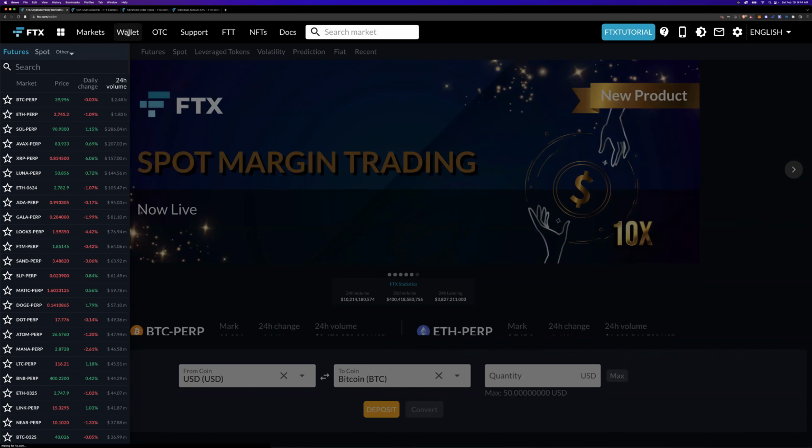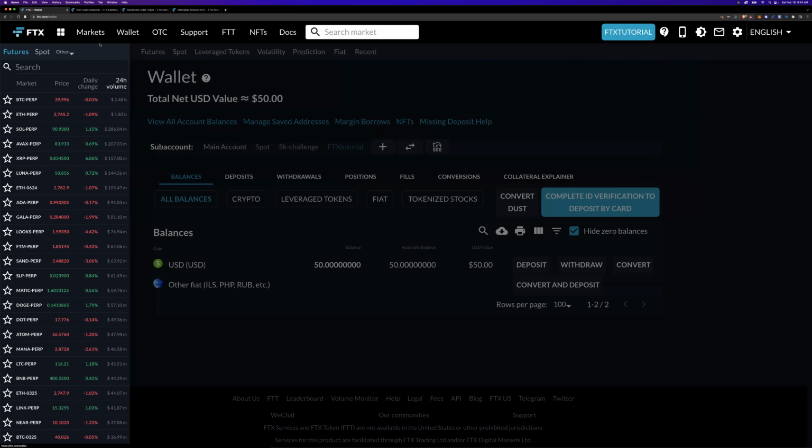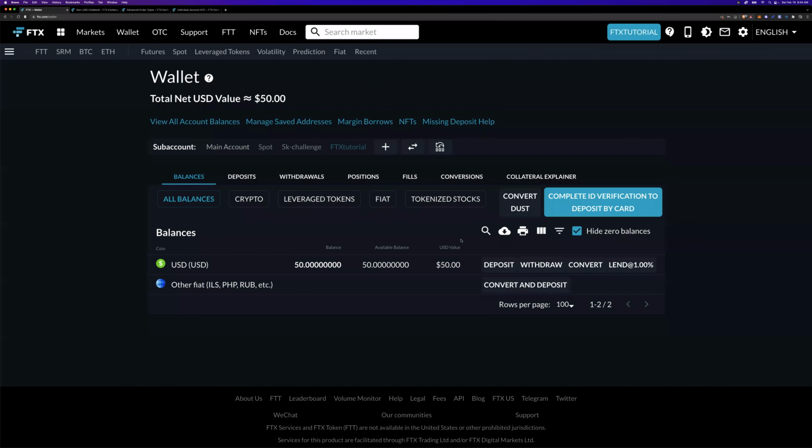So let's get started. First things first, I funded the account with $50 here just to experiment with. And FTX has different opportunities to create different sub-accounts. So the strategy and the money from one account does not interfere with the strategy and money with other sub-accounts.